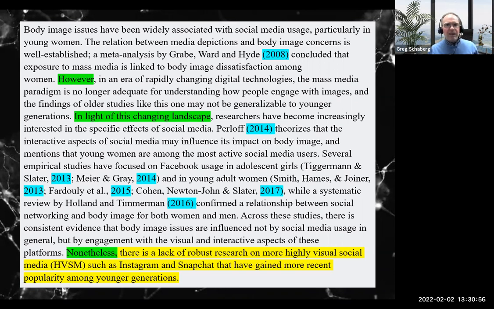But then social media came along and things changed. So in 2014, they started to theorize that interactive aspects of social media might influence the impact on body image, and further studies confirmed this. In fact, what these studies found or suggested was that the more highly visual a platform was, the more likely it was that individuals, both men and women on that platform, would experience body image issues.